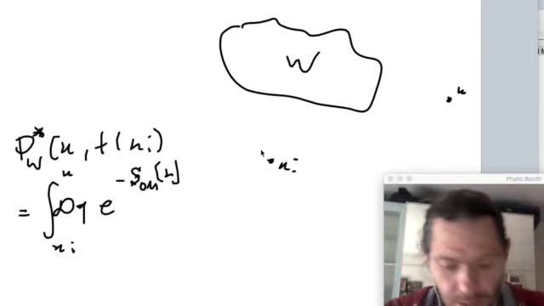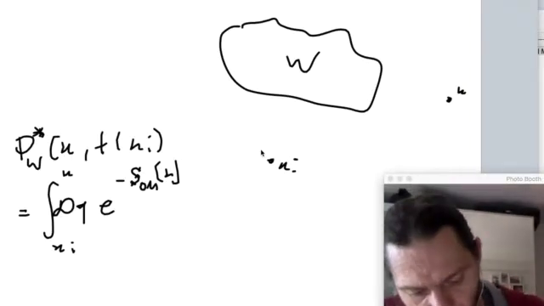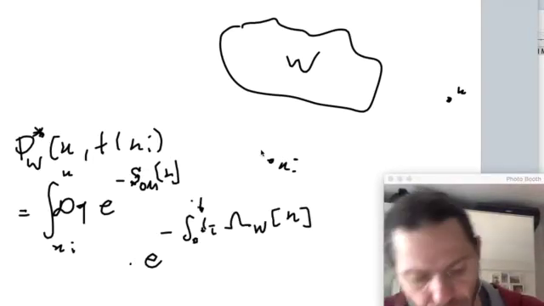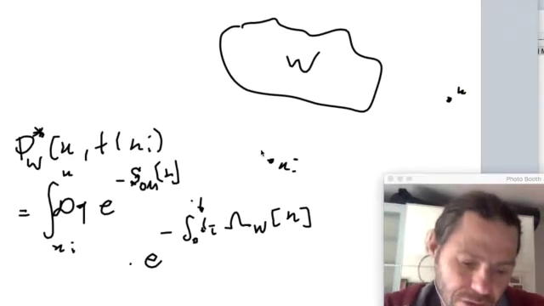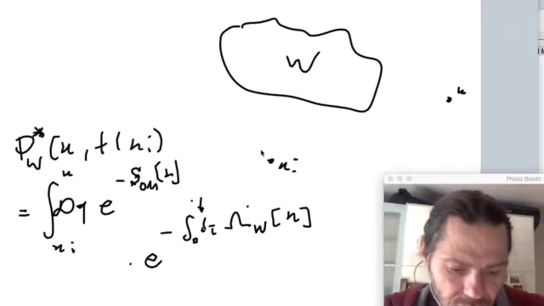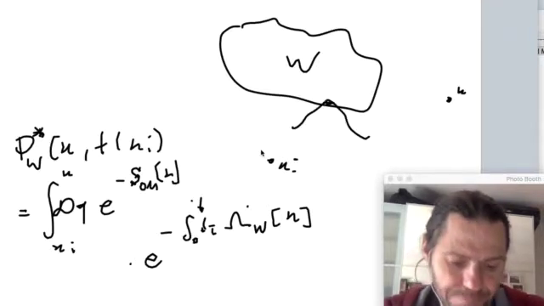Along with this, we introduce also a second functional, which we called omega, which was basically shooting to infinity if any point along the path happened to be entering the region W.